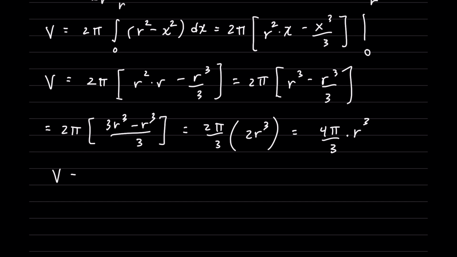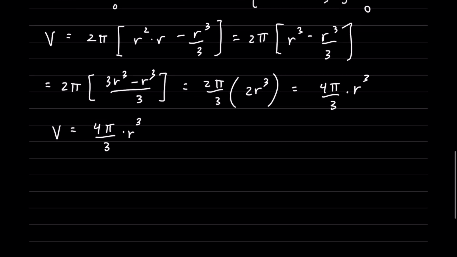So the volume of a sphere is yet again 4 pi over 3 times r cubed, and that's using the disk method. And so that's how to show the volume of a sphere using spherical coordinates and the disk method.